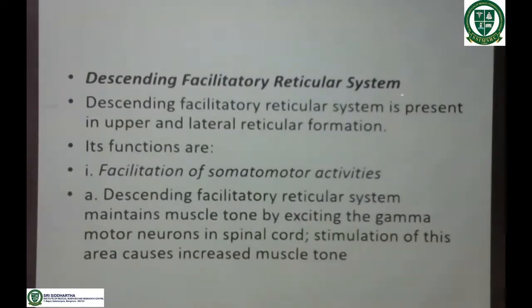The descending facilitatory reticular system is present in the upper and lateral reticular formation. Its function is the facilitation of somatomotor activities. The descending facilitatory reticular system maintains the tone of the muscle by exciting the gamma motor neurons in the spinal cord. Stimulation of this area causes increased muscle tone. When the facilitatory reticular system is activated, there will be increased muscle tone.